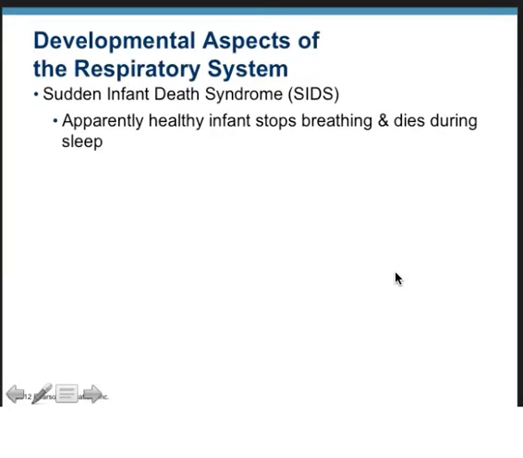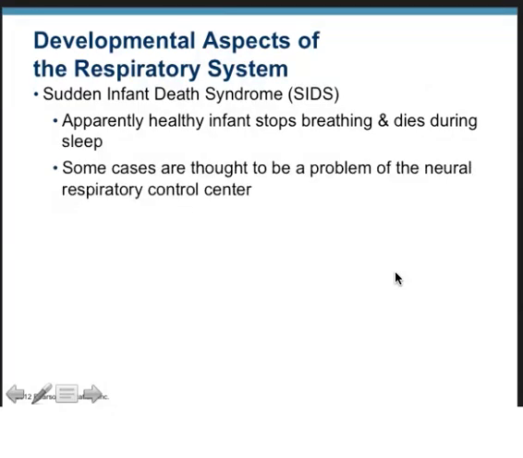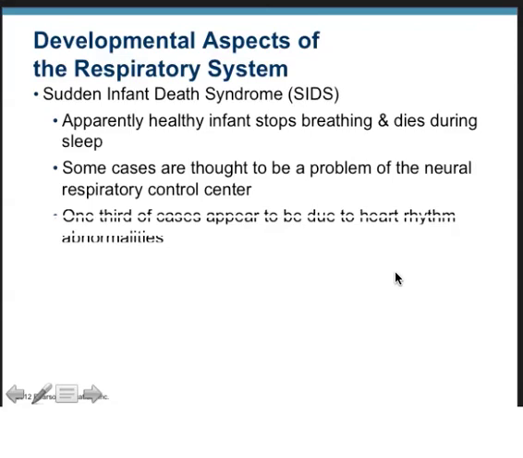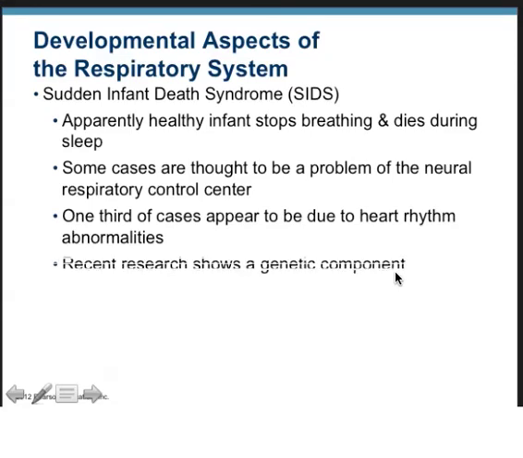Sudden infant death syndrome is where apparently healthy infants stop breathing and die in their sleep. Some cases are thought to be a problem with the neural respiratory control center that's in the brain. About a third of cases are thought to be due to heart rhythm abnormality, but recent research shows that there may also be a genetic component.